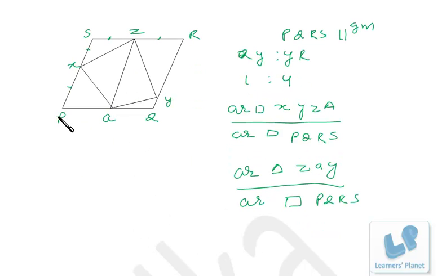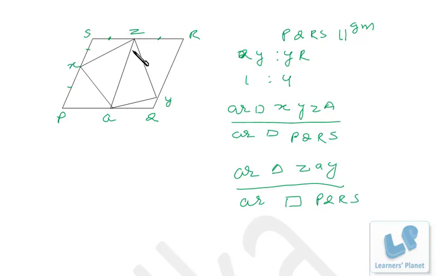Similarly, in this case, we are given that PQRS is a parallelogram. Here Y is the point on side QR and here X is the point on side SP. Now the ratio of QY to YR is 1 to 4. Now we have two questions. We have to find the area of XYZA, that means the area of this quadrilateral with respect to the entire parallelogram. And apart from that, the triangle ZAY with respect to the entire parallelogram.